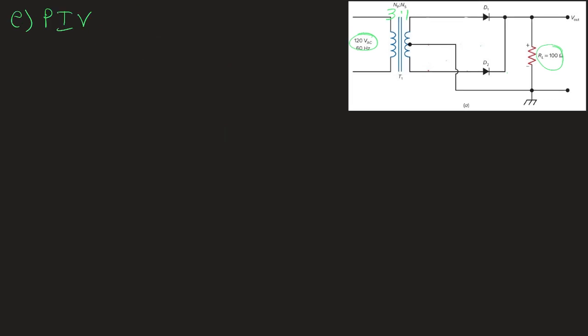For part E, we're going to calculate the peak inverse voltage. This is important because that's what your diode's rated for. So if we reverse the current and it's over this number, then our diode is wrecked. So the PIV is equal to the secondary peak minus the 0.7 biasing voltage.